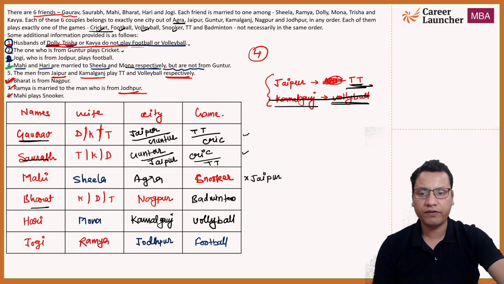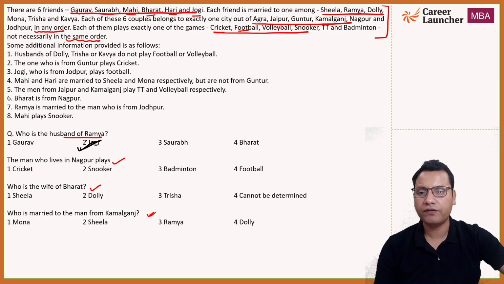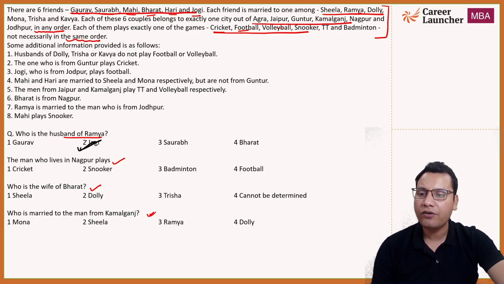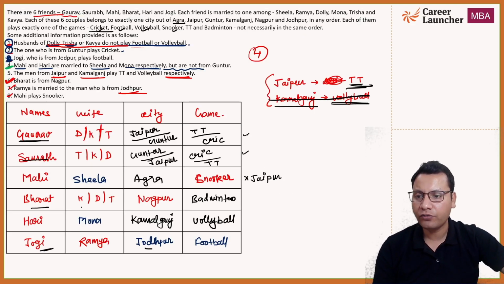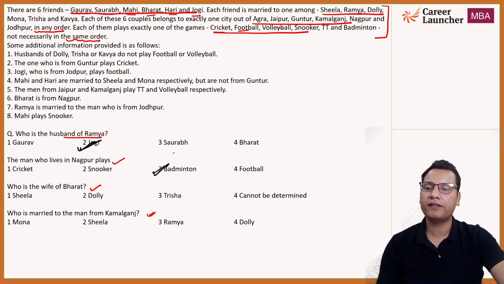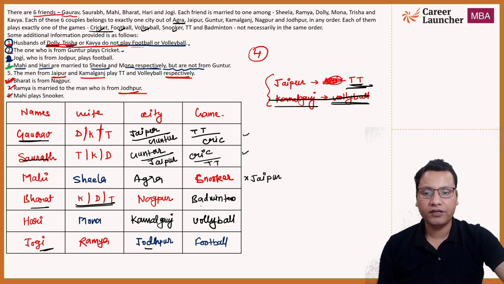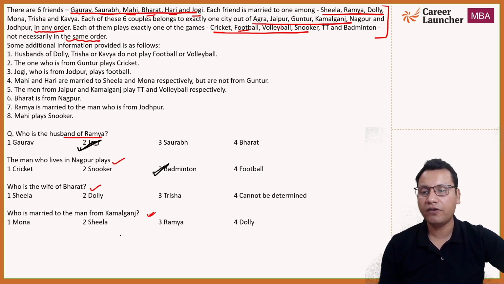First question: who is the husband of Ramya? The husband of Ramya is Jogi. Now, the man who lives in Nagpur plays badminton. That is the second answer. Now, who is the wife of Bharat? Bharat's wife can be any one of Kavya, Dolly, and Trisha, so we cannot uniquely say who is the wife of these three. The answer will be cannot be determined.